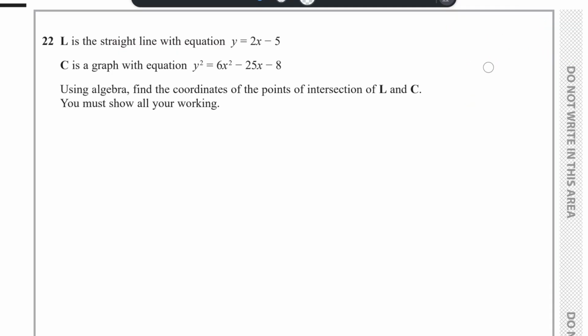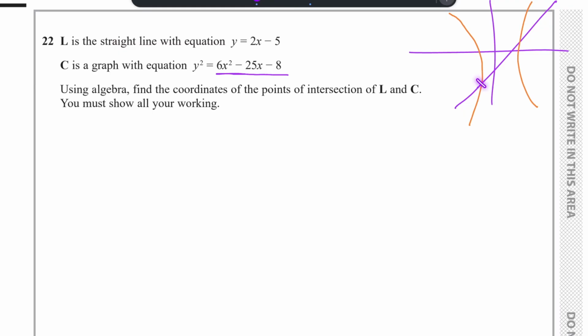What we have here, however, is not even a quadratic. It's a different type of function, but basically it's going to look roughly like this, and you wouldn't need to know this, but it's good to be able to visualize. So you've got y equals 2x minus 5 would kind of look like that, and then you've got y squared equals 6x squared minus 25x minus 8. So it might look something like this, and it's got 2 points of intersection. The fact that it's this shape that I've just drawn doesn't really make a difference. You just need to know that it crosses over at 2 different points. So we're going to use algebra to solve this. Let's have a go.